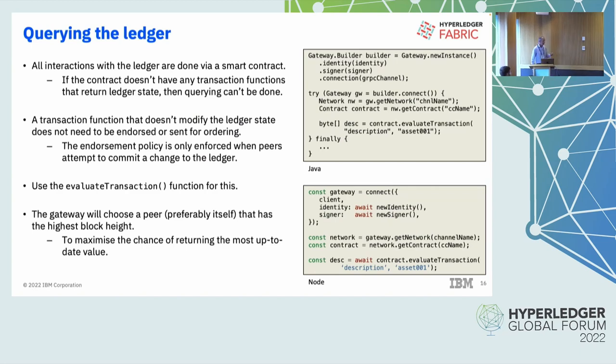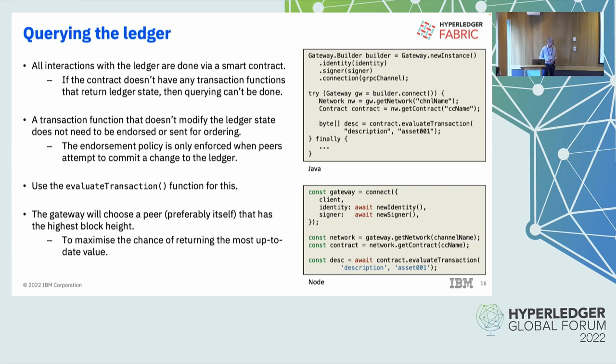So, querying the ledger, doing a read from the ledger. Just to emphasize that all interactions with the ledger are done through the smart contract. If you don't have any transaction functions that read from the ledger and return values, then you can't query the ledger. It has to be done through the smart contract. It still has to be invoked.